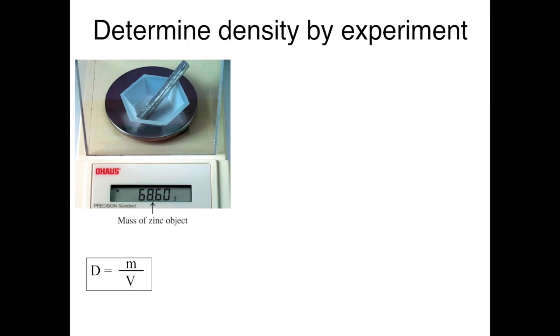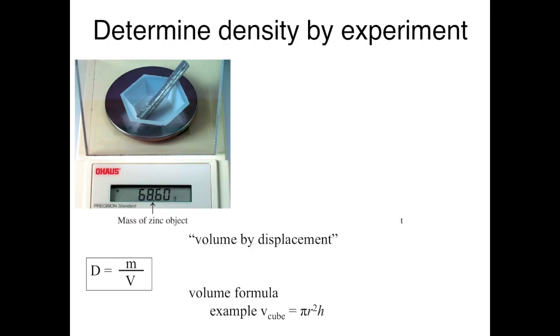One way to obtain the volume of an object is to use a formula. For example, if you wanted to find the volume of a cylinder, you can use this formula, where the volume of a cylinder is equal to pi times radius squared times its height. But let's say you have an object that is not defined by an equation like that, then how would you find its volume? You can do so by a technique called volume by displacement. In fact, even for regular objects, you can use this technique. And how does this technique work?